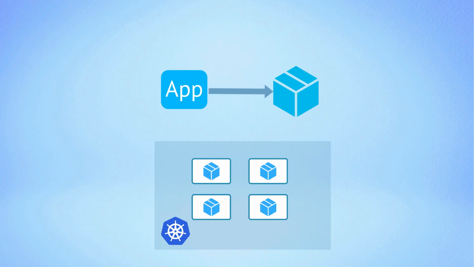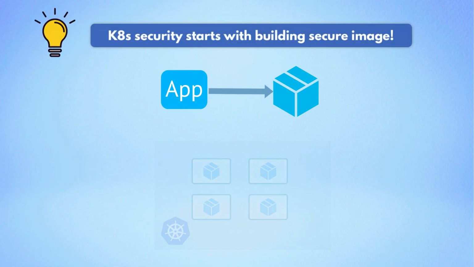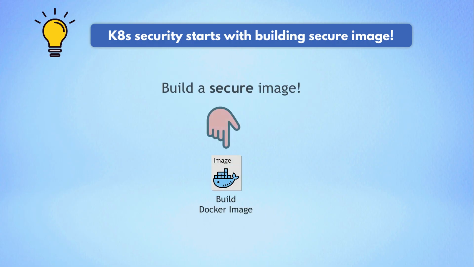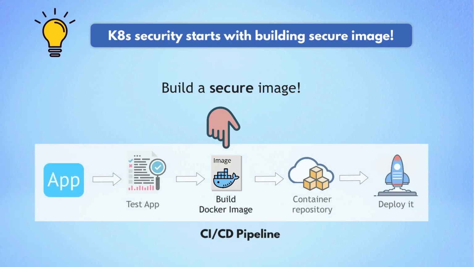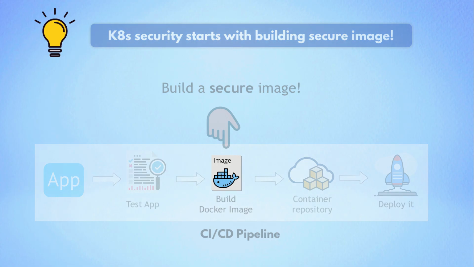And securing workloads in Kubernetes starts before they even get deployed there, when we build a container image which will eventually run in the cluster. So building a secure image in the CI/CD pipeline is the first step. So what security issues do we have here?